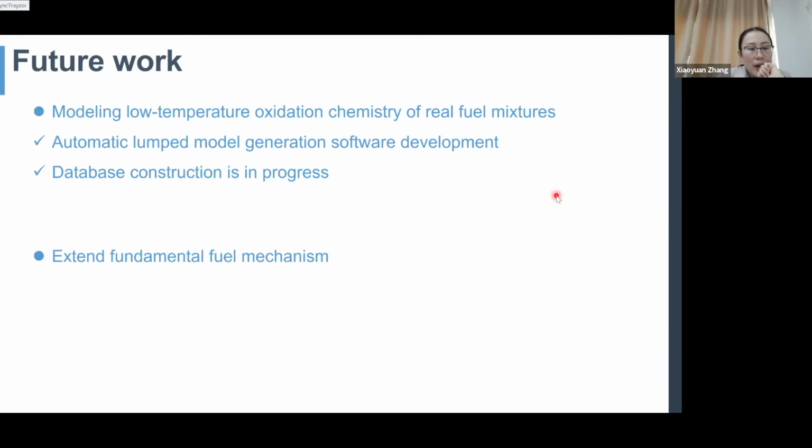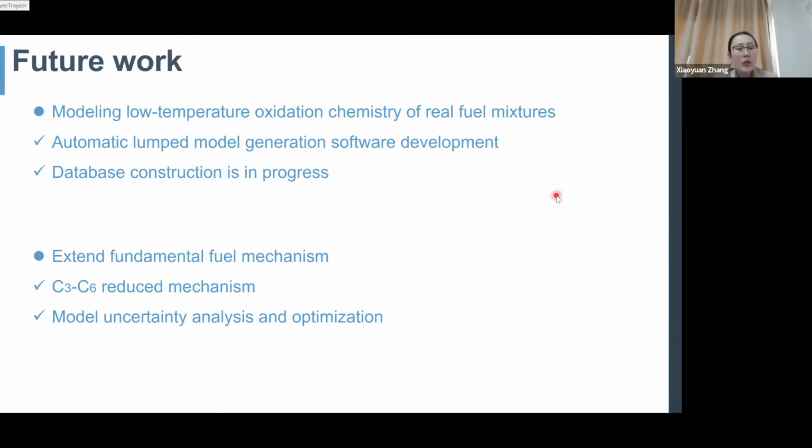For the second part, the base fundamental fuel mechanism, what we are doing is to extend the C1 to C2 mechanism to C3 to C6 species. A C3 to C6 reduced model will be constructed based on the detailed C1 to C2 mechanism. And also the model uncertainty analysis will be performed to further optimize the base model.